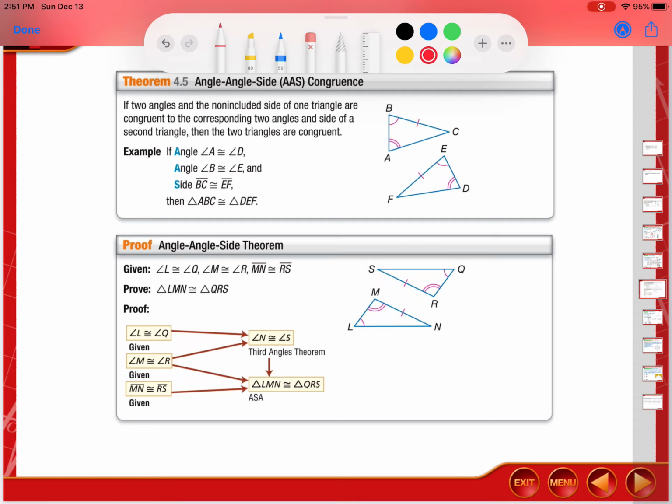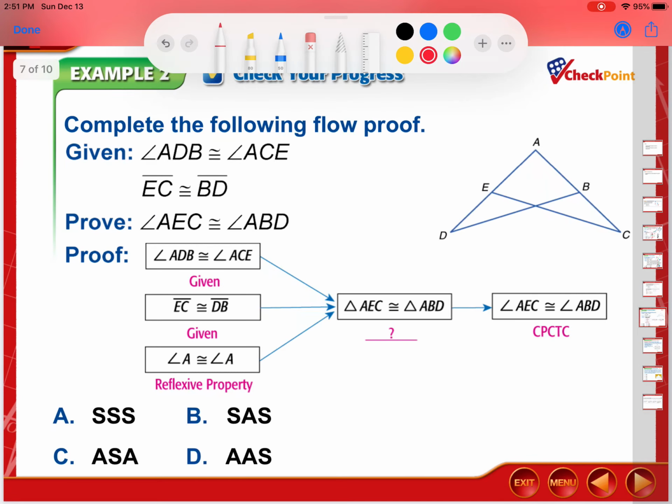And then they write this terrible, terrible flow proof, which maybe it'll help some of you. I left it in there for that purpose. Doesn't help me. But yeah, so that's angle, side. Two angles, non-included side. If they're the same in both triangles, then we're happy to go and keep moving.